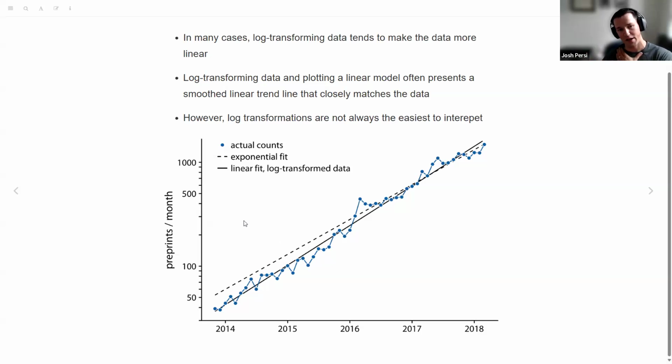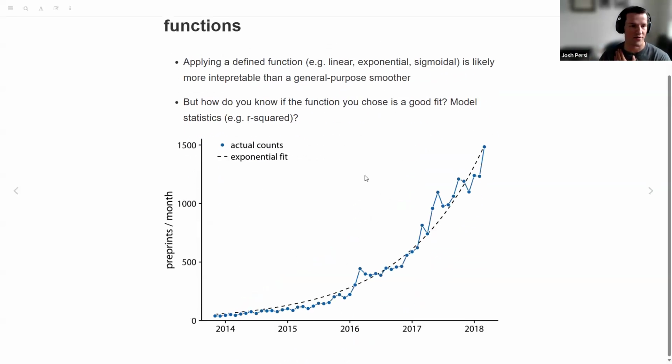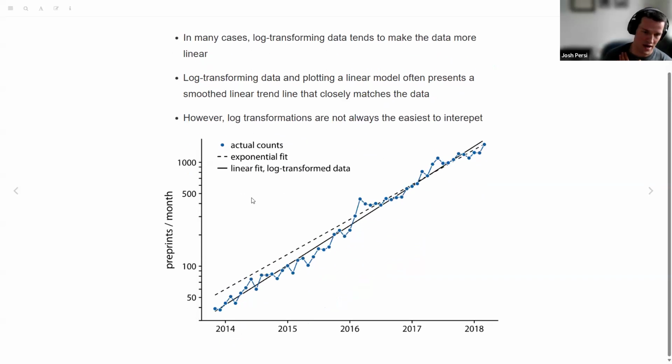And I think I understand what he's saying here, but also if you show this to me and ask me to understand how preprints per month changes, I would have an easier time understanding this graph that's not log transformed and shows a fitted exponential model than this graph that shows a linear model on log transformed data. But I think that's maybe more of my difficulty in interpreting log transformed data quickly.